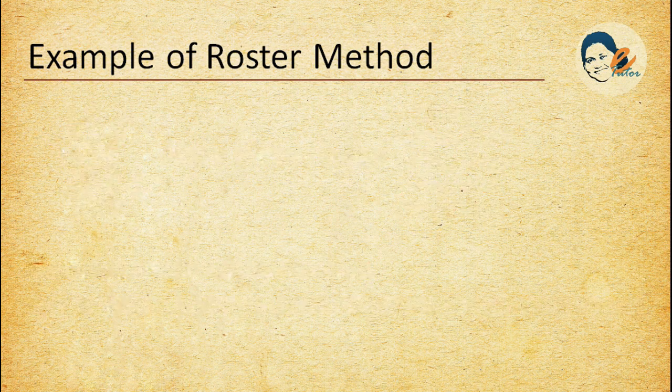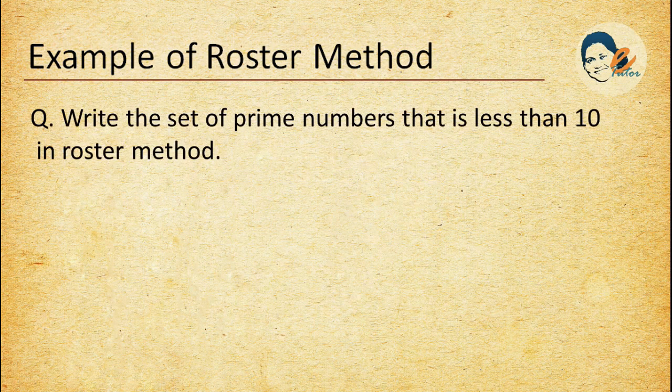Let's have another example to understand the roster method. Suppose our question is: write the set of prime numbers that are less than 10 in roster method. As you know, the numbers which are divisible only by 1 and that number itself are called prime numbers. So, how will we represent this set?